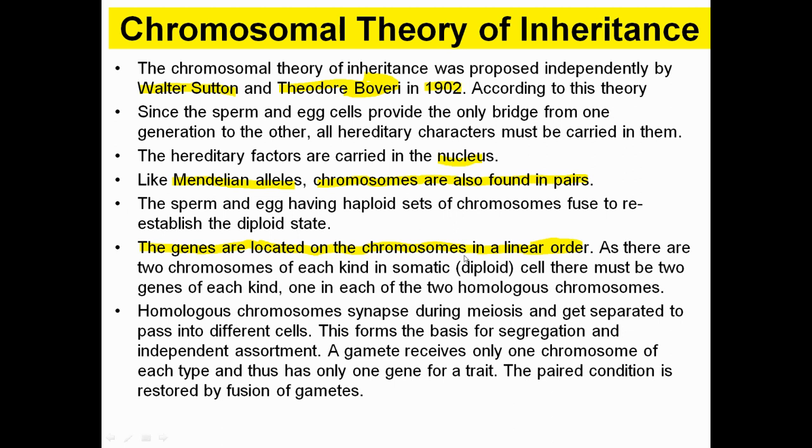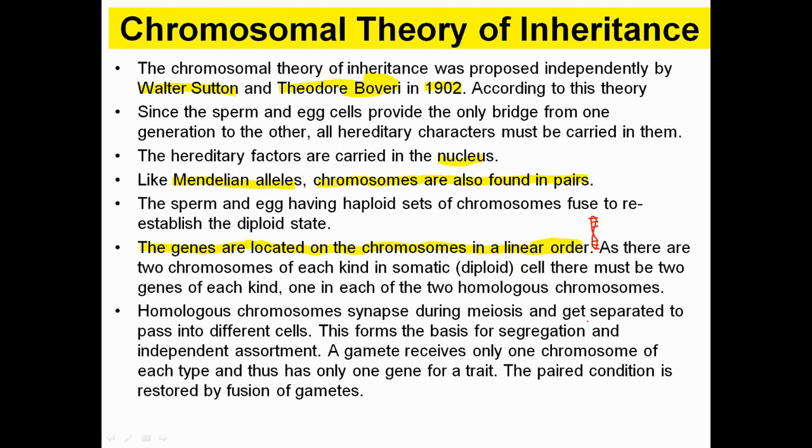Genes are located on the chromosome in a linear pattern. This is very, very important. We need to understand this with the help of annotation. If this is a chromosome, here genes will be present in the linear order 1, 2, 3, and so on. So, genes will always be present in the linear order.